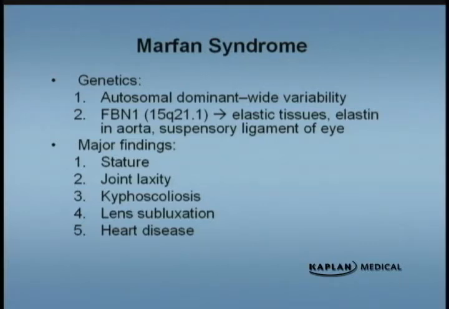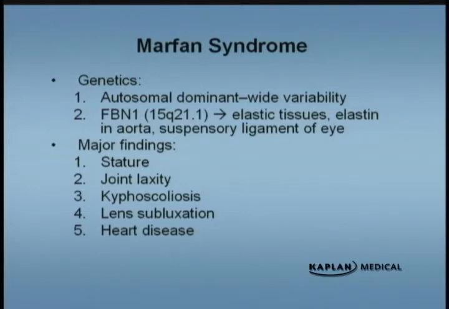These are patients that can do all kinds of things with their joints, moving their thumbs back or their wrists back and elbows because of the joint laxity. They also have a tendency towards scoliosis. And the two big ones you need to remember is lens dislocation.